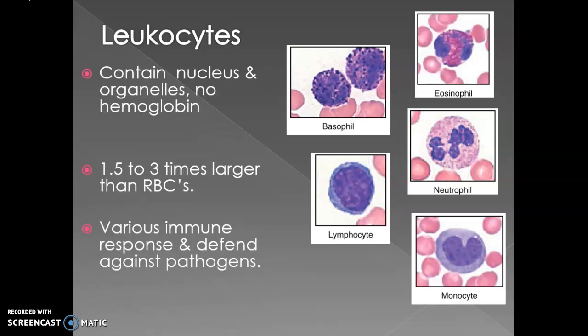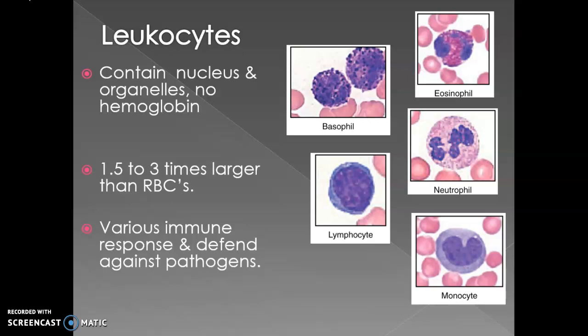First thing I want you to know is that white blood cells are larger. They are larger than the red blood cells. And the white blood cells have a nucleus and they have organelles. And they do not carry hemoglobin. They are 1.5 to 3 times larger than RBCs, and they actually elicit immune response and help us fight against multiple pathogens. Leukocytes can be classified into 2 broad groups.